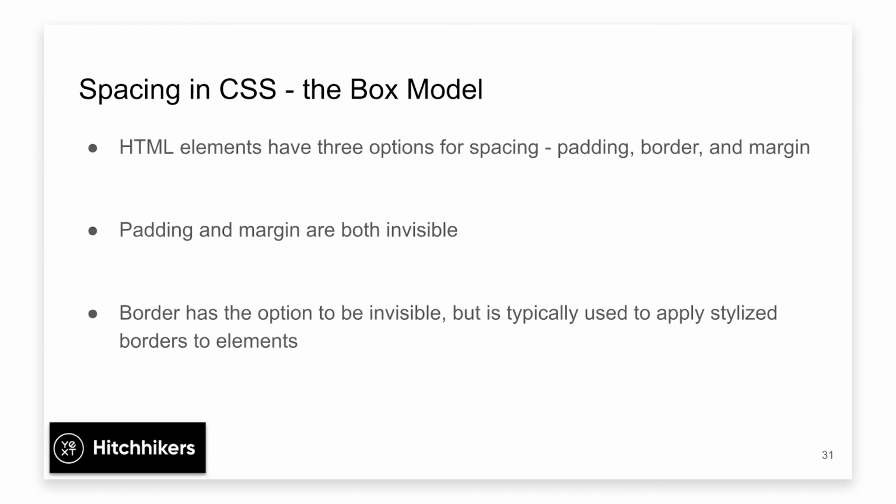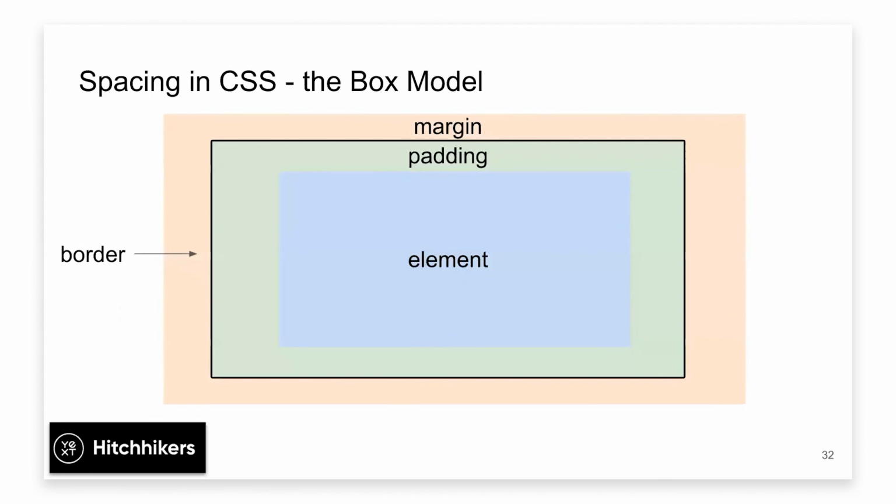Okay, so spacing. CSS uses the box model for spacing, which involves 3 properties: padding, border, and margin. Padding and margin are always invisible. Border has the option to be invisible, but is typically used to apply stylized borders to elements. It would be pretty rare to see it used for anything else. This visual should help to give you an idea of the positioning of these 3 properties. The padding is always going to be directly surrounding an element. The border will come after, and the margin comes after that. The order of this never changes.